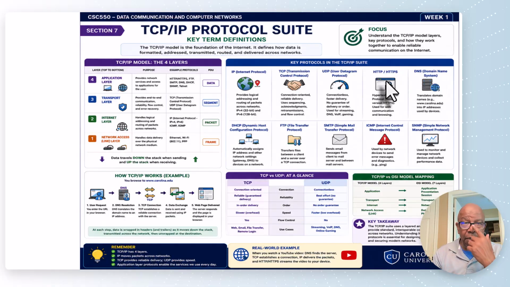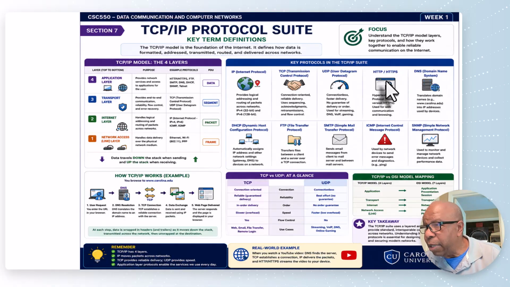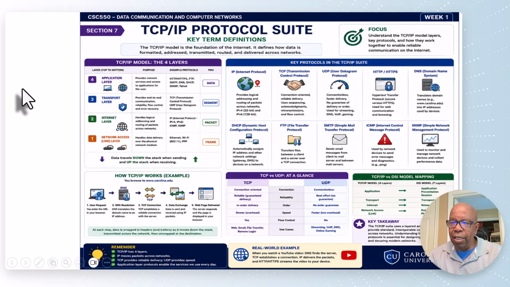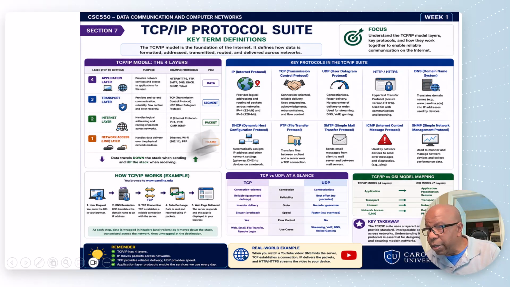Okay, the TCP/IP protocol. TCP/IP is an understanding of the TCP layers. Where the OSI had 7 layers, TCP/IP has 4 layers. You have the application layer, transport layer, internet layer, and the network access layer. So these are the 4 areas.